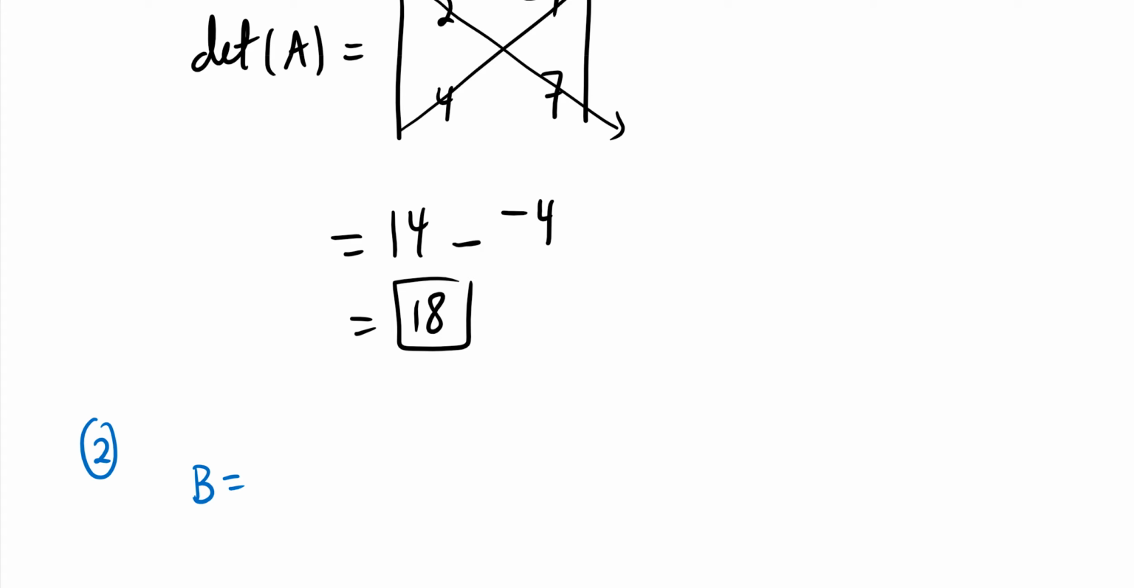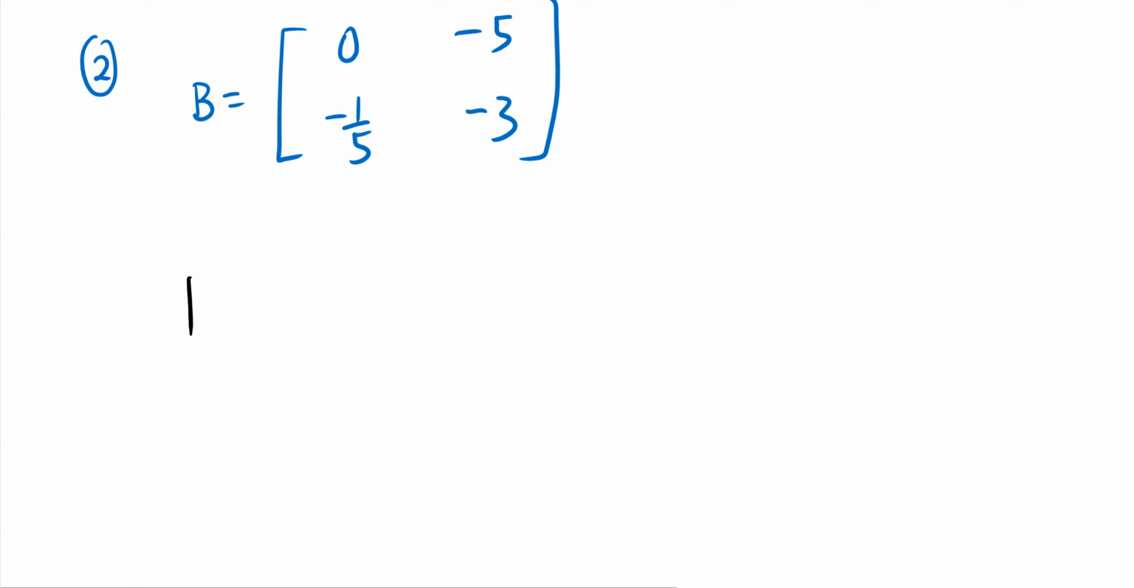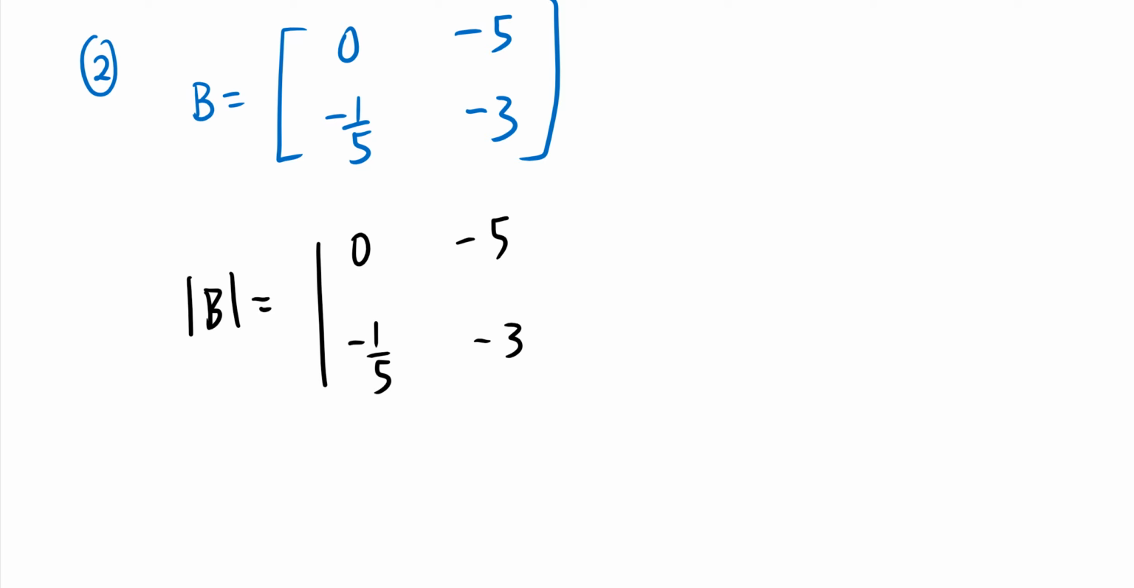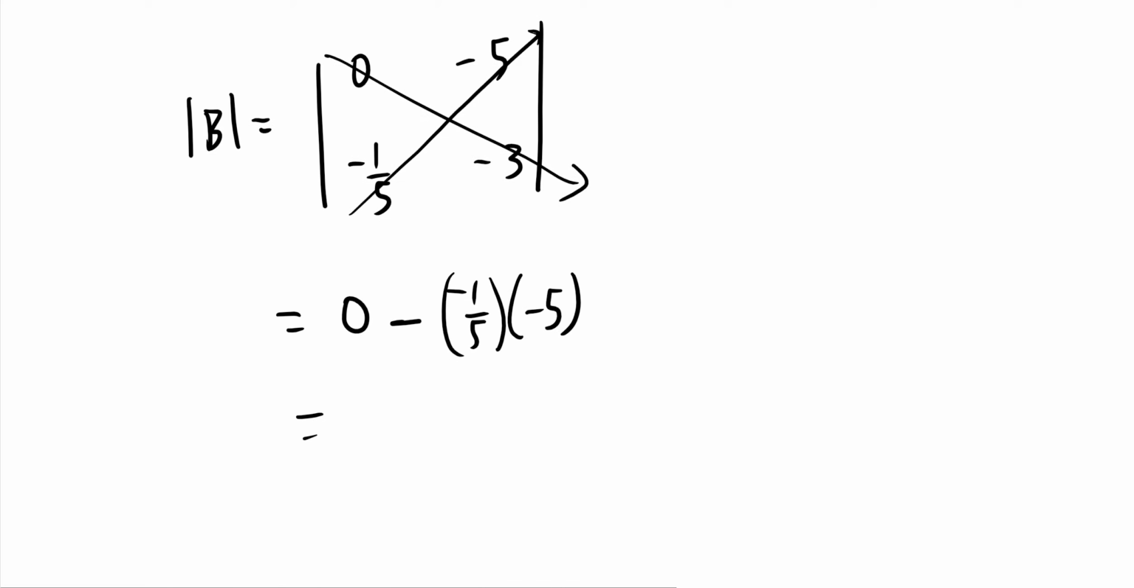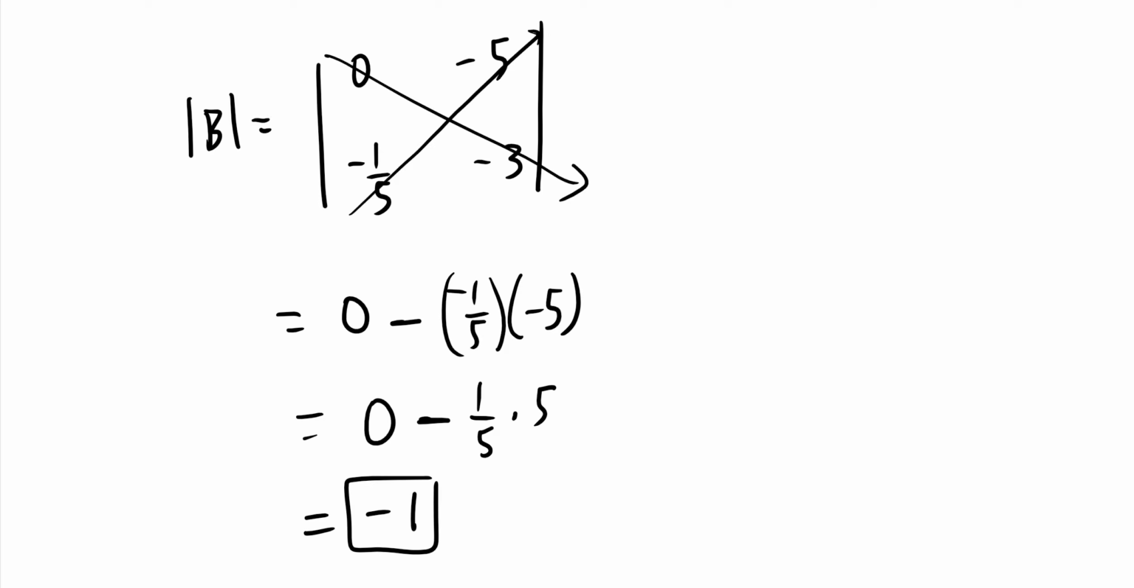So let's take another one: 0, -1/5, -5, -3. Let's find the determinant for this. It's the absolute value. Then this times this is 0, minus this times this. So it's -1/5 times -5. So that gives us 0 minus, minus, minus, so that's a minus 1/5 times 5. That's a -1, because 0 is gone.